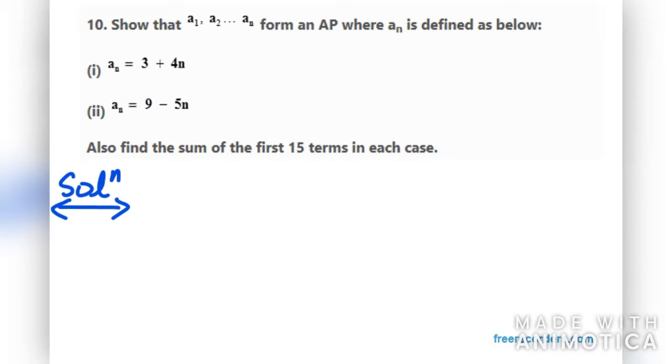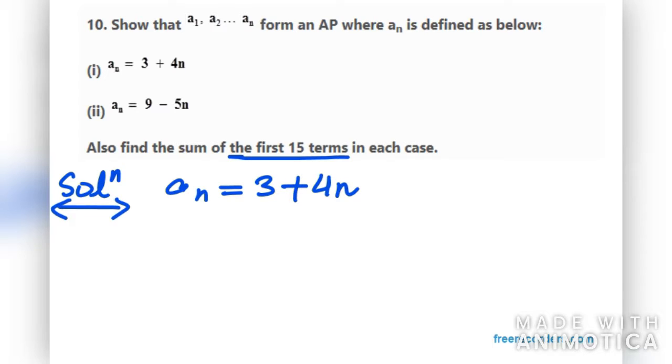Let's start with question number 10 of exercise 5.3. So we need to show here that we have an AP of A1, A2 till AN. In this case, we need to find the sum of first 15 terms. So let us find what the AP is in case 1, when we have AN as 3 plus 4N.